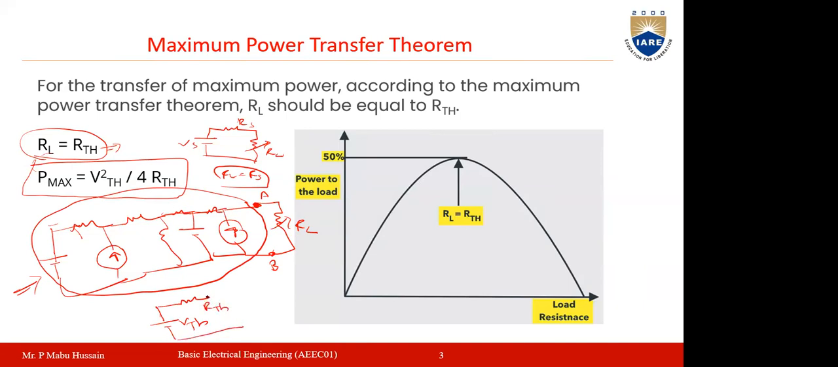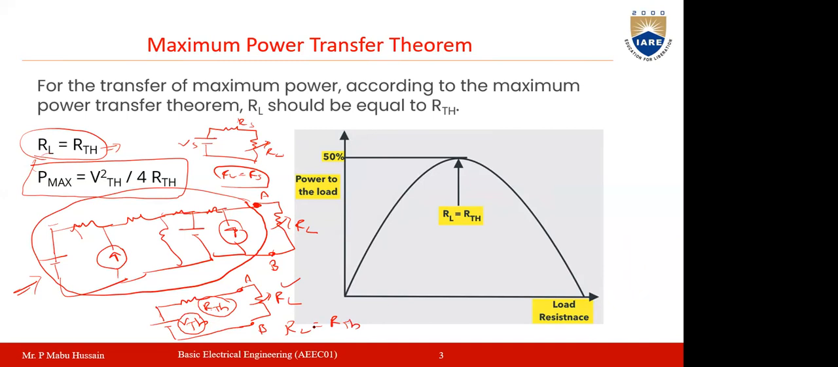So the entire circuit between the terminals A and B will be replaced by only one single voltage source in series with a resistance, where the voltage source value is V Thevenin and the resistance is R Thevenin. Now between the AB terminals, again you will connect the load resistance RL. The source resistance becomes R Thevenin, and the source voltage will be V Thevenin here.